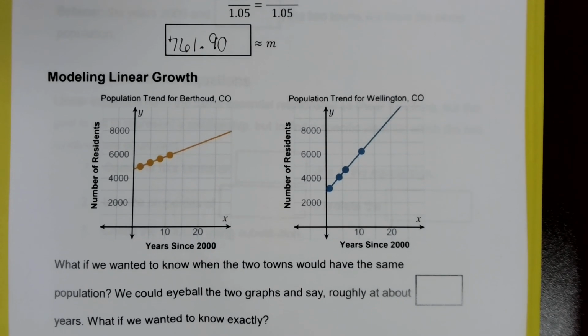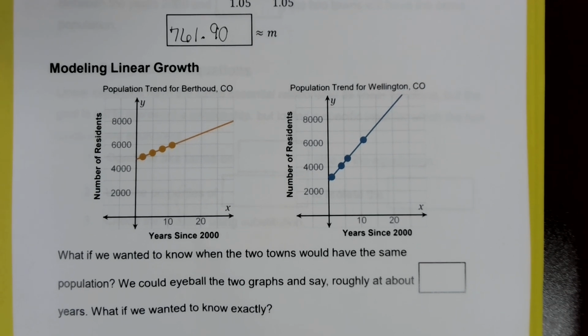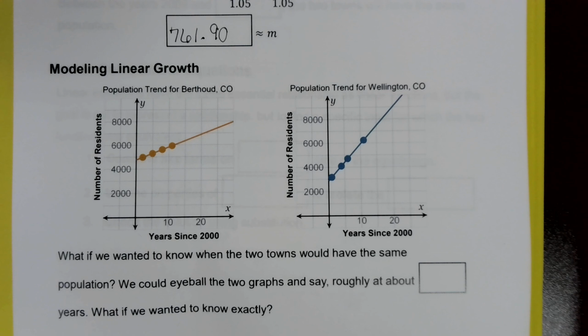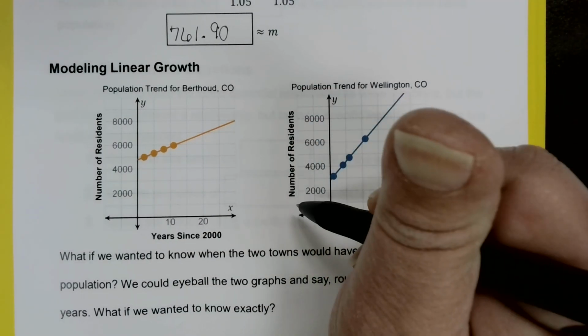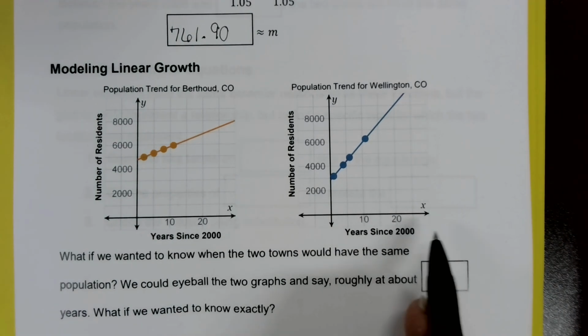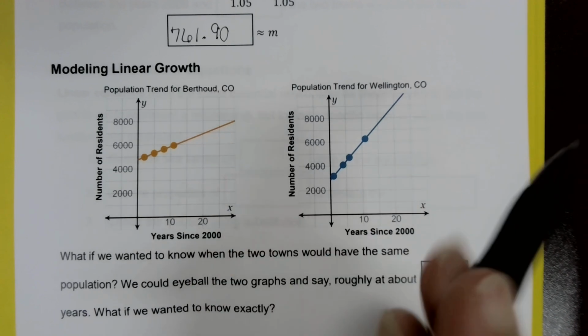So to model linear growth, what we're looking at here is if we wanted to know when the two towns would have the same population, we could eyeball the two graphs, okay? So this is their number of residents on the y-axis and the years since 2000 on the x-axis. When do they get equal?